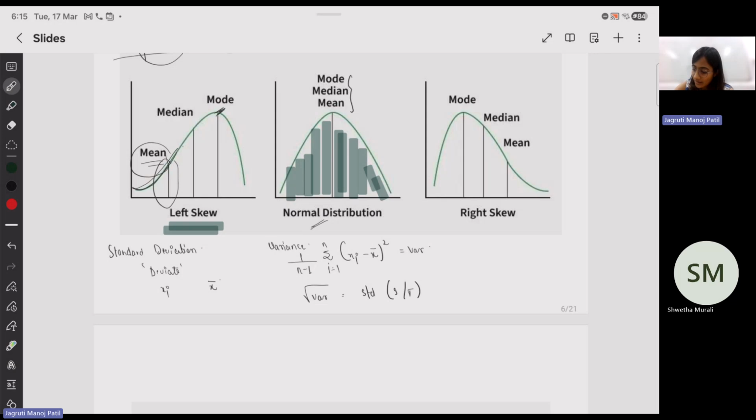Now, have you ever wondered why it is n minus 1, because whenever we compute an average, it's always n, it's not n minus 1. Why so? Any guesses? Is it because we're not taking the mean value? Consider. No.